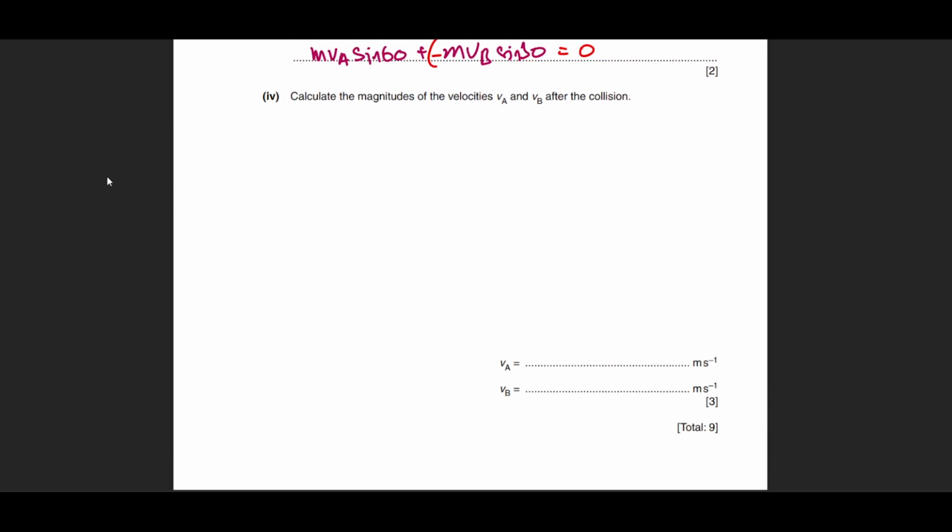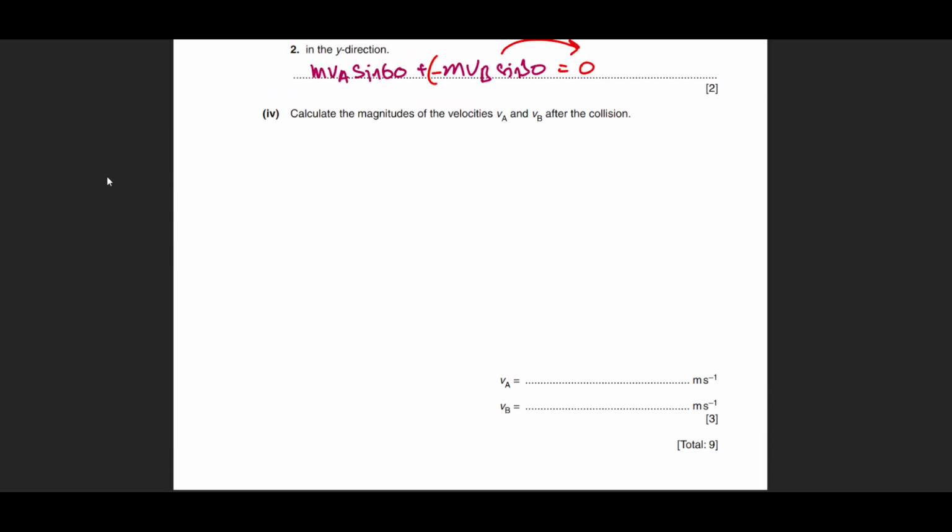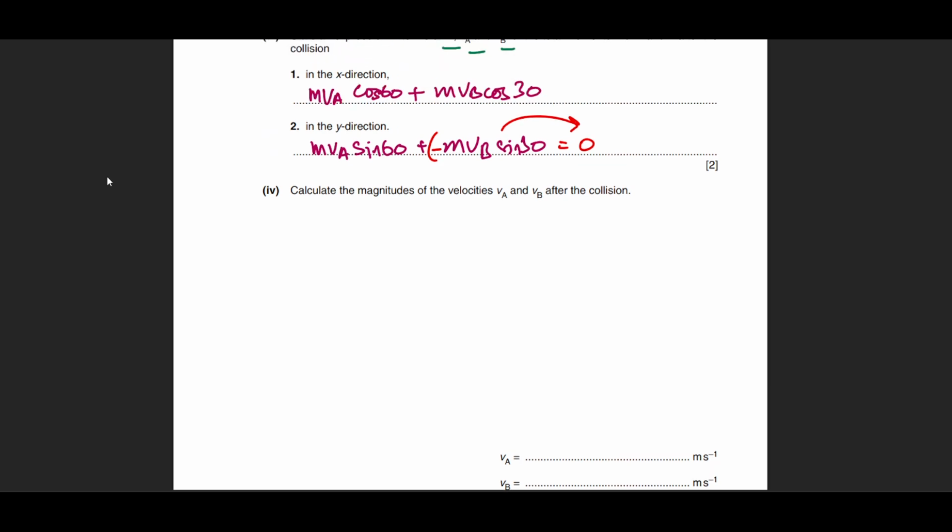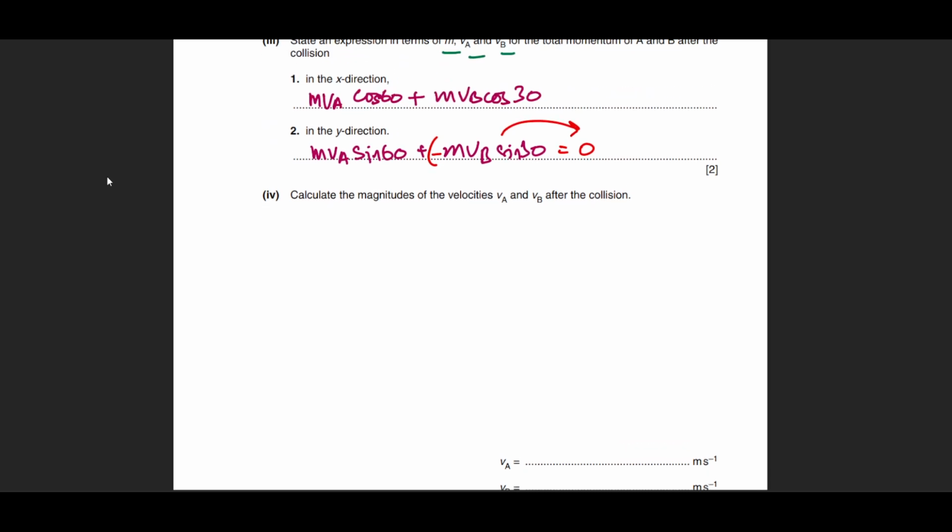Okay, now he tells us to solve this question by using algebra. Now we notice that to simplify the equation, we can simply remove m from the whole equation because it's exactly the same for all particles.